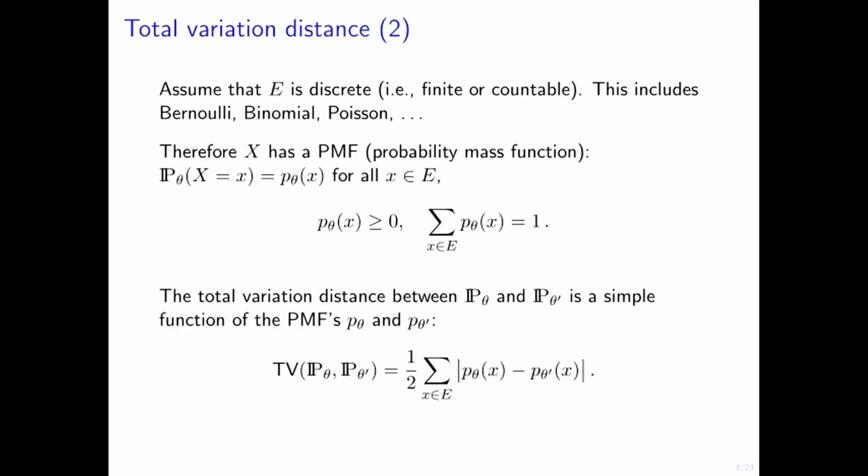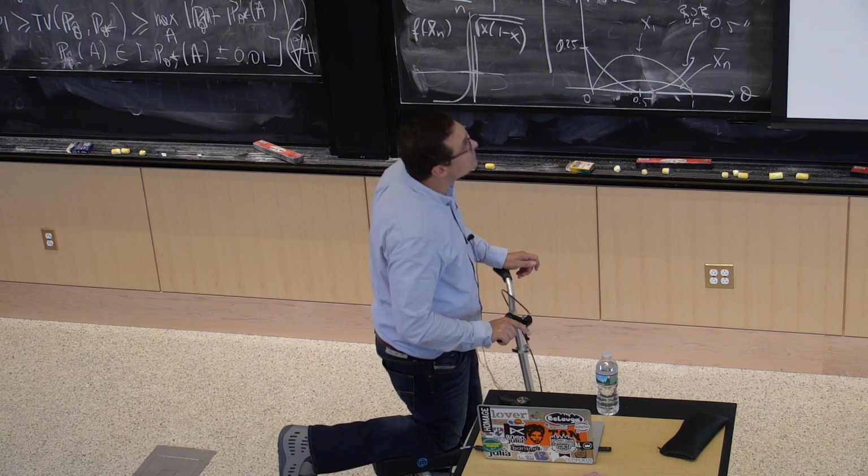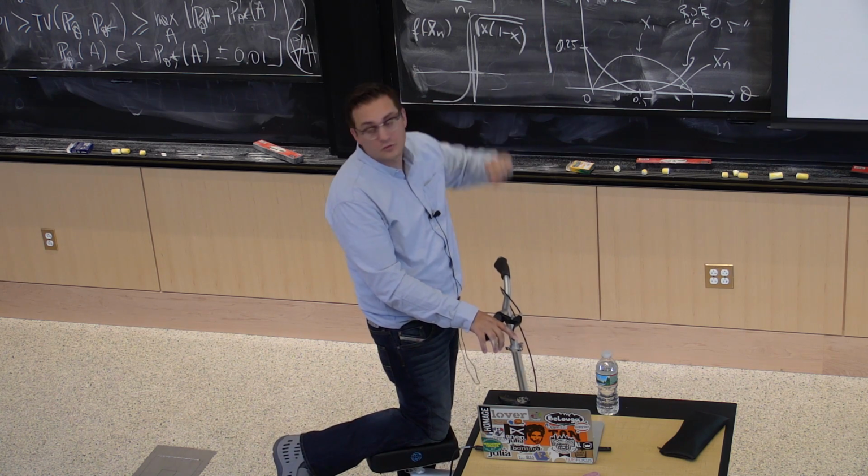And so there's actually a way to compress it by just looking at the function distance or vector distance between probability mass functions or probability density functions. Okay, so I'm going to start with the discrete version of the total variation.